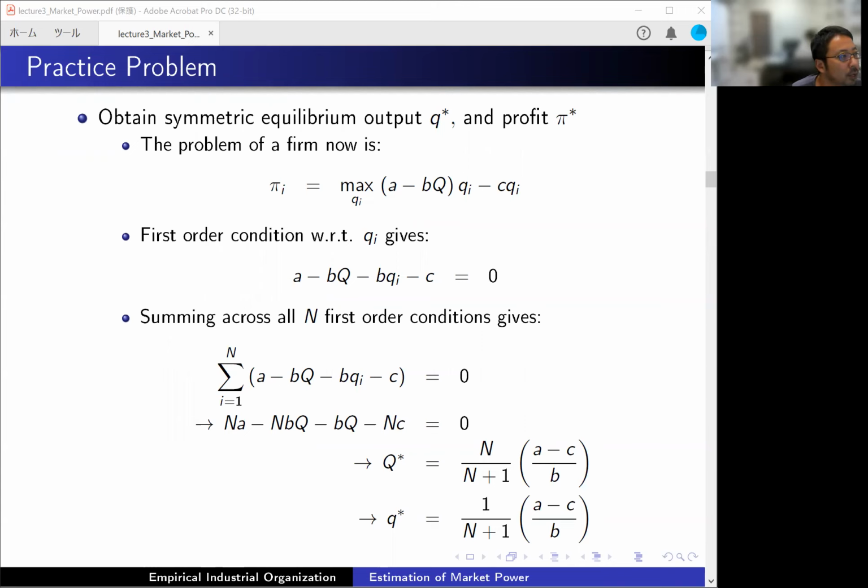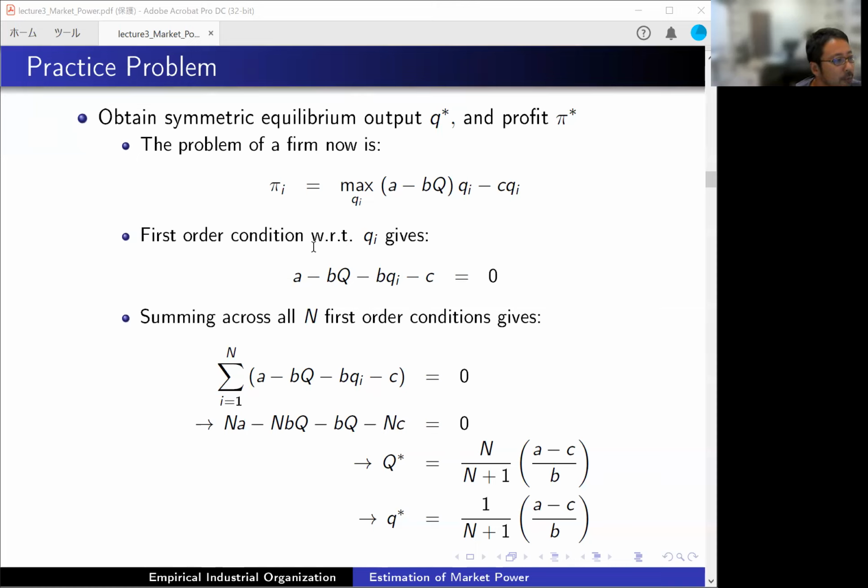Now, note that you have n firms maximizing profit, and so you have n best response functions given by the first order condition here. This means that we need to solve a system of n equations with n unknowns, which is tedious. So we are going to use some trick to get the equilibrium here.